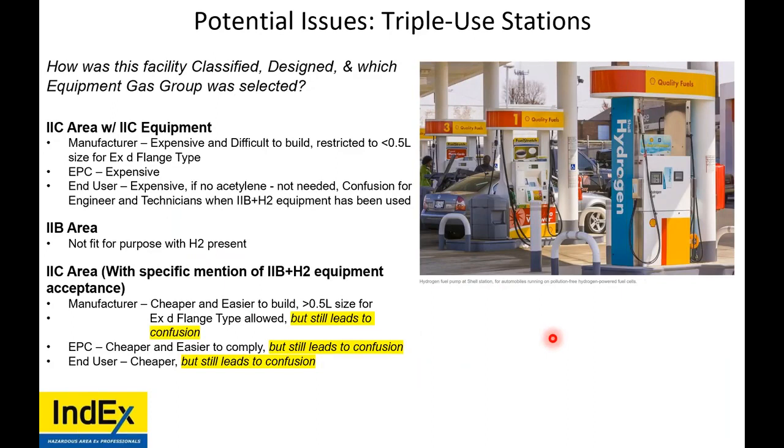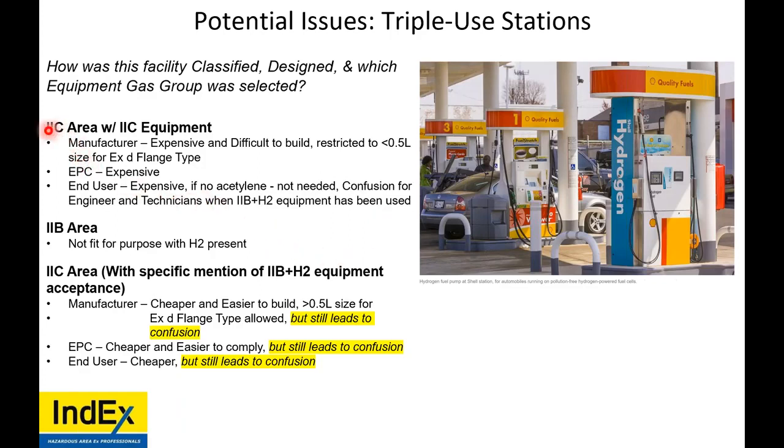Now, how was this facility classified and designed, and which equipment was selected? From my understanding, the regulations are not in place for these type of installations, nowhere near to the level of LNG, oil and gas, offshore, onshore plants. Why? Because there haven't been as many explosions of these fueling stations or of purely hydrogen refineries and fueling stations. They exist. I will send you links in our follow-up email to show you explosions of hydrogen fuel stations.